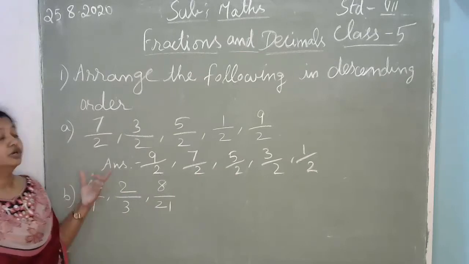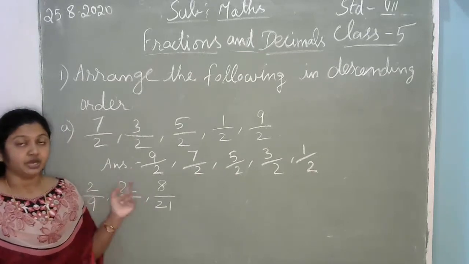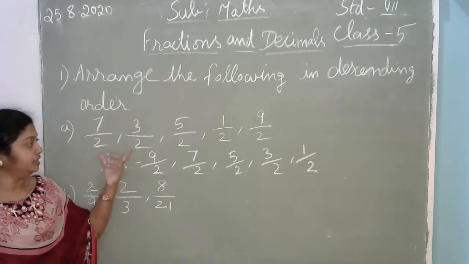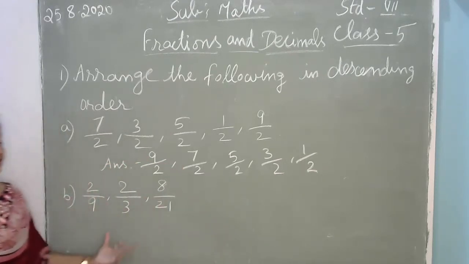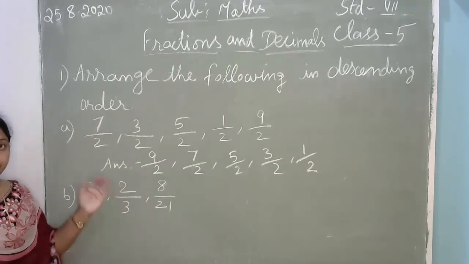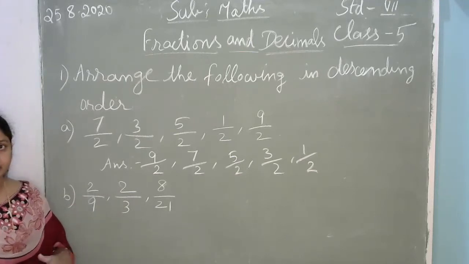In descending order, and also in addition and subtraction, first you have to check the denominator. If the denominators are not equal, you should take the LCM. You have to make the denominator the same number, and only afterwards you have to solve the problems.